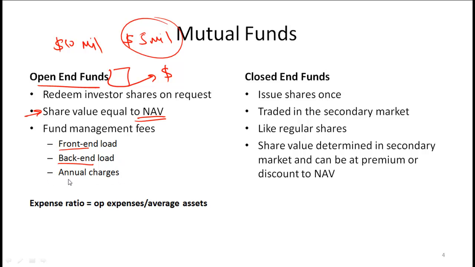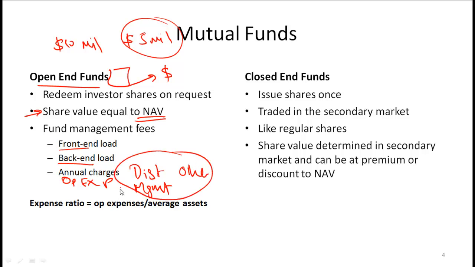And then a fee that's charged every year is called the annual fee, and this is sometimes also called operating expenses. It is generally made up of distribution fees, any sort of management fees, and other fees. So collectively these are sometimes referred to as operating expenses. In the context of mutual funds, you should know this term, expense ratio. Expense ratio is generally calculated as operating expenses divided by average assets.